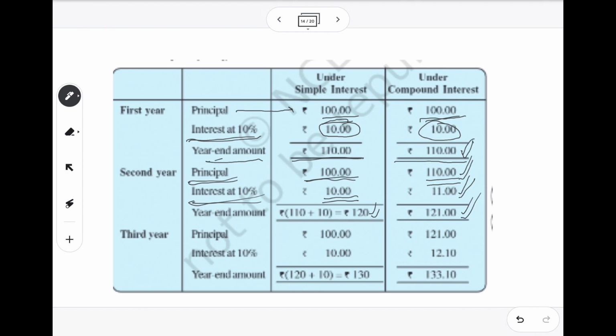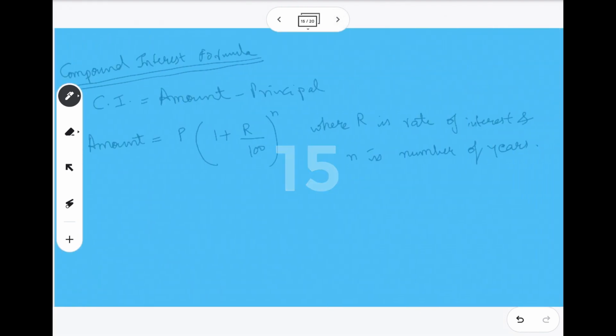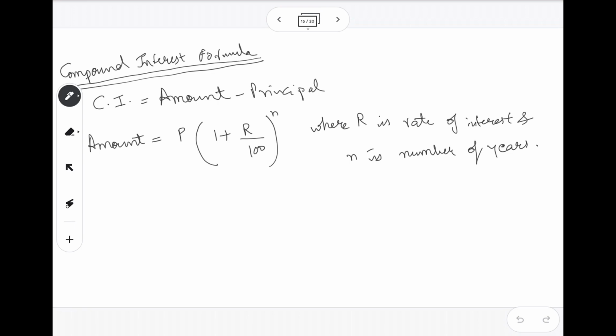Similarly, we can find the simple interest as well as the compound interest for the subsequent years. So based upon the example we have seen, the compound interest formula is compound interest equal to amount minus principal, and the formula for amount is principal into (1 plus rate of interest upon 100) raised to power n, where n is the number of years, r is the rate of interest and p is the principal.